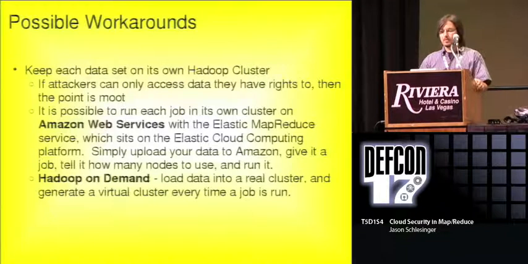Now, some possible workarounds for this is that you can keep each data set on its own Hadoop cluster. If the attacker doesn't have any access to data they shouldn't have access to, the point is moot. It's also possible to run each job on its own cluster using Amazon Web Services. And with Elastic MapReduce, it's even easier. All you need to do is just upload your data, send it the job that you want, tell it how many nodes you want to run, and then just pay for the time. And then there's Hadoop On Demand, where you can load your data into a real cluster, and then every time a job is run, it'll create a virtual cluster only with access to the data that you want it to have access to.